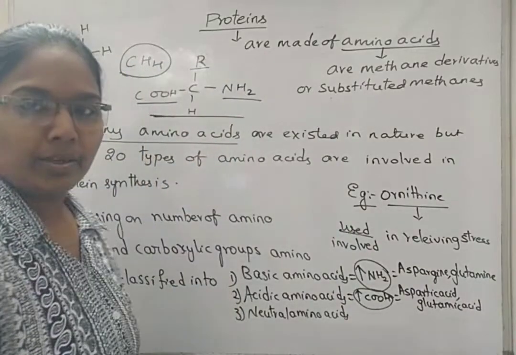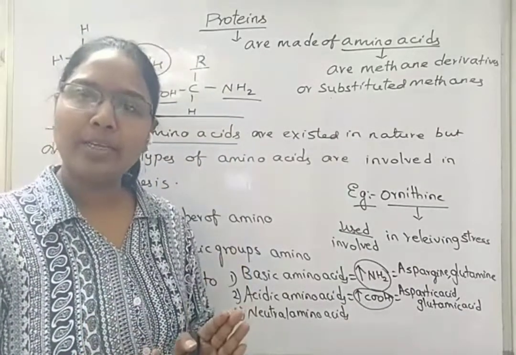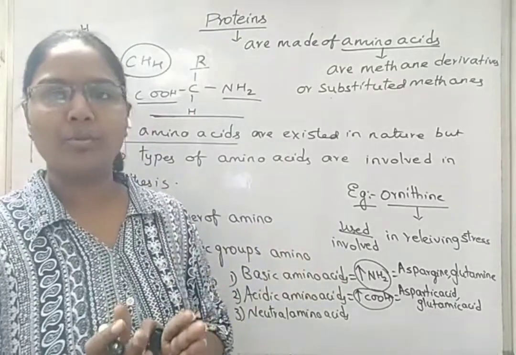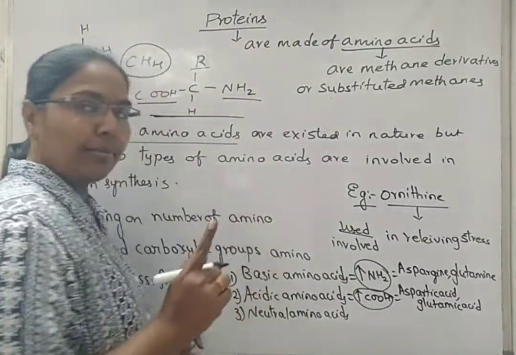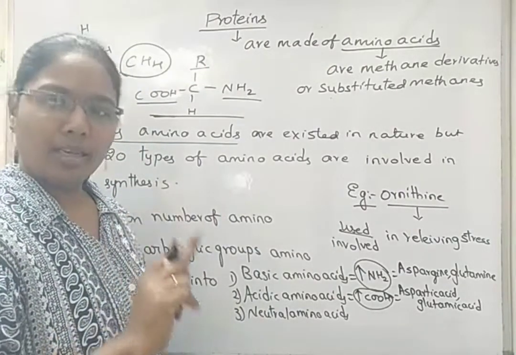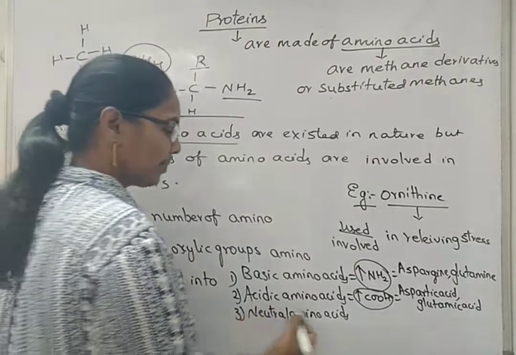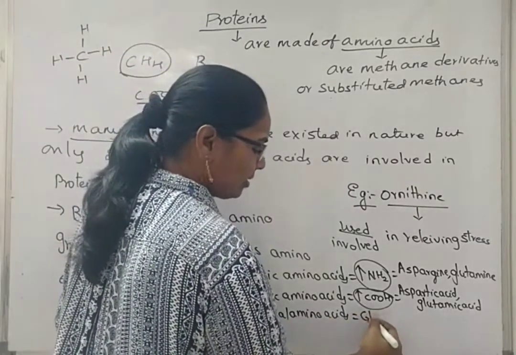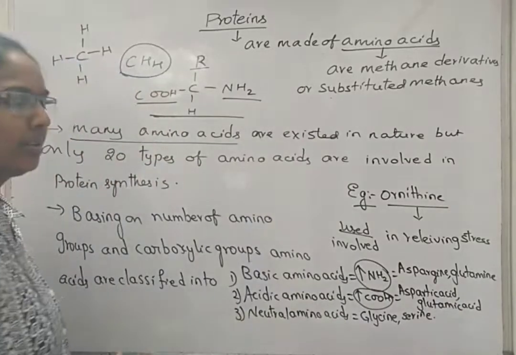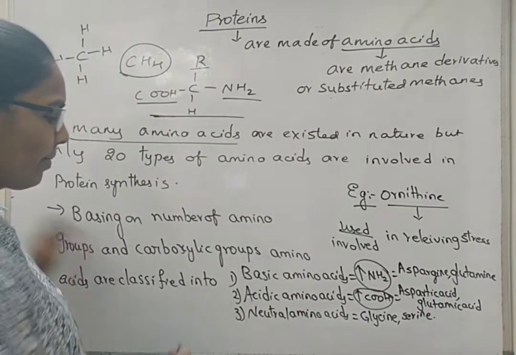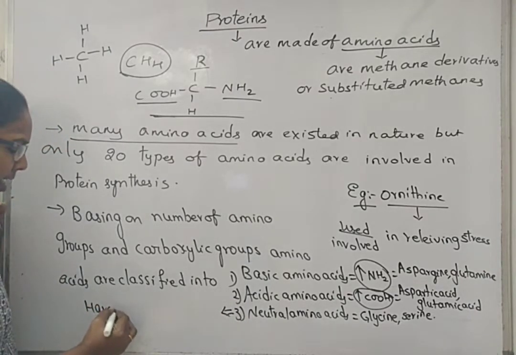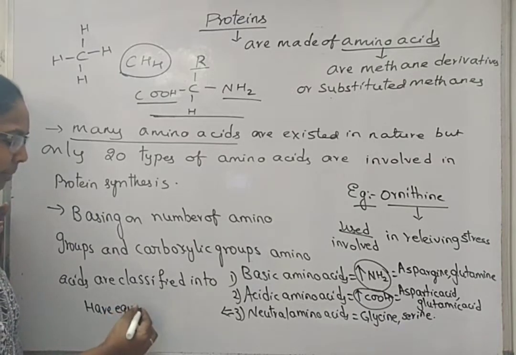In the case of neutral amino acids, what are they? They have an equal number of amino groups and carboxylic groups. If one amino group is there, only one carboxylic group will be there. If two amino groups are there, again 2 carboxylic groups will be there. Examples are glycine, serine, etc. So these are basic, acidic and neutral amino acids. Neutral amino acids have an equal number of acidic and basic groups.